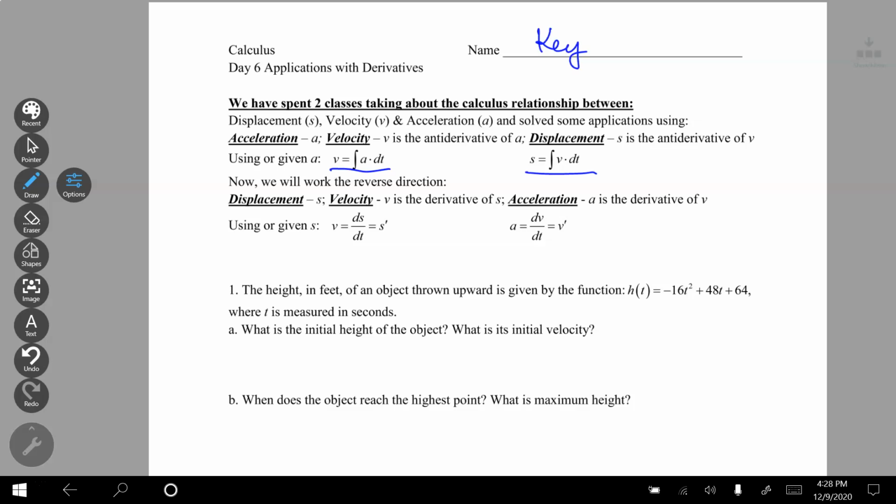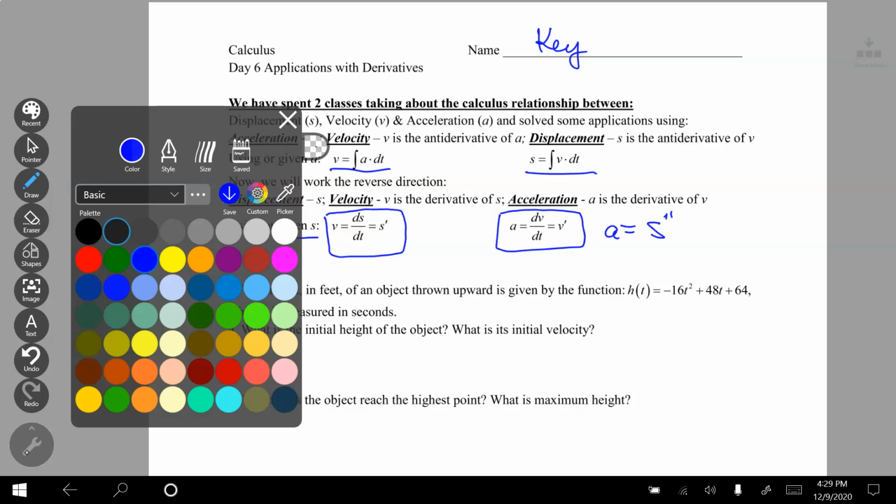Well, now we're going to do what we're used to doing, which is taking derivatives, and that means velocity. I'm going to give you the s, or the displacement, and velocity is the derivative of s, and acceleration is the derivative of v, or acceleration is the second derivative of s. So I have to give you some sort of displacement equation, or height equation, or distance equation.